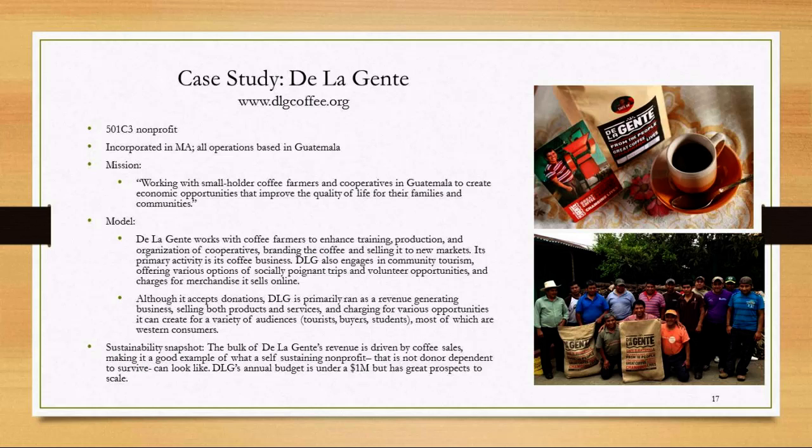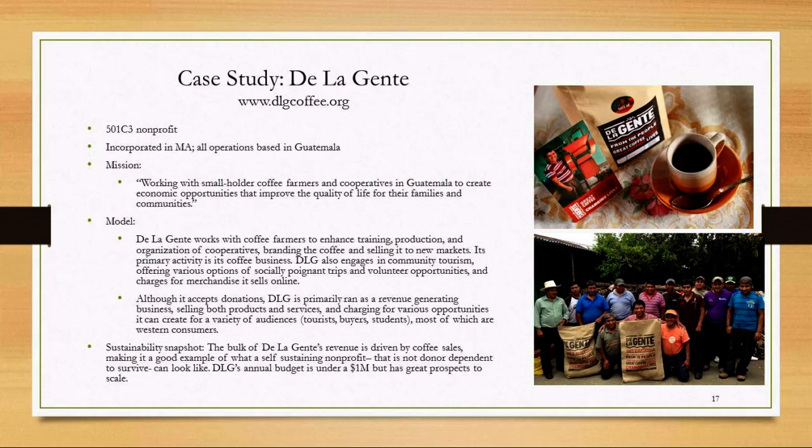De La Gente also, although it's a social enterprise, very much earned income driven, they also have a diverse portfolio including community tourism that they charge for. So those are services they offer to visitors in Guatemala, but also to students and other organized groups. They also sell merchandise and other smaller pieces, but beyond their earned income, they also accept donations for some of the work that they do.